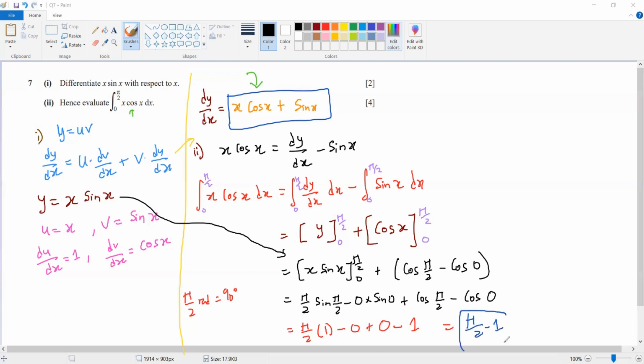We didn't mention exact or what. So normally we try to put it correct to some decimal places. So pi over 2 minus 1, let's evaluate that, please. This is roughly about 0.571, correct to significant figures or decimal places.